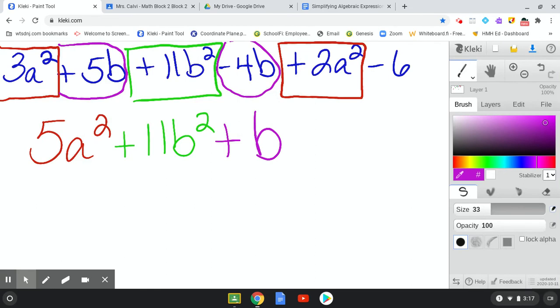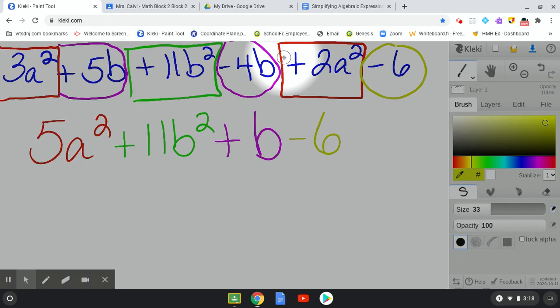So now I have just a constant left. I just happen to have a negative 6 or a minus 6. I don't have anything to combine that with, so I'm just dropping that down into my answer. So my final answer would be 5a squared plus 11b squared plus b minus 6. Okay? So you are combining like terms, putting them in descending order of exponent.